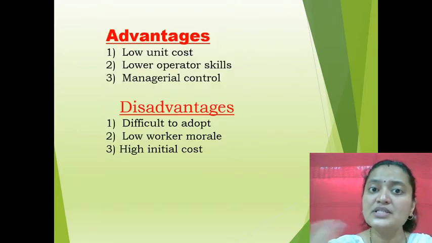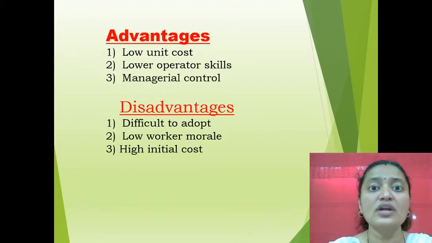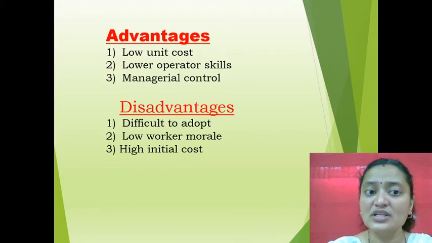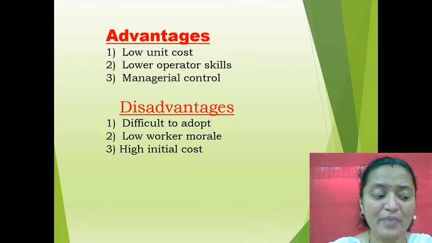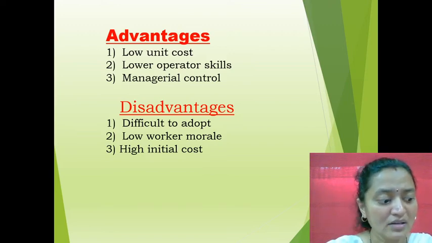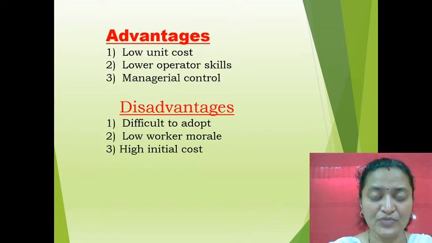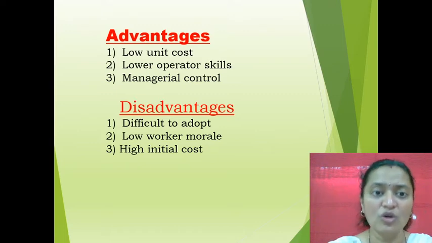So here we will be studying the advantages and disadvantages. First, let us see the advantages of this continuous production system. In that, the first one is low unit cost. Here, some terms you need to remember: there is a low manufacturing cost and low material handling cost. Low manufacturing cost means, suppose of how the product is being manufactured, the cost which is incurred is less or low. That is low manufacturing cost.